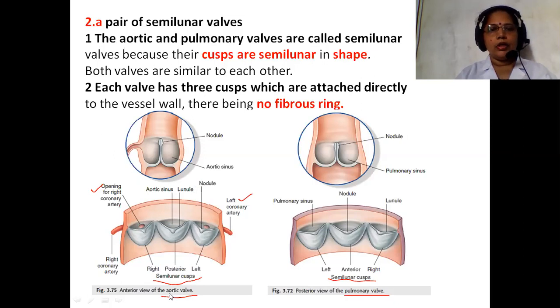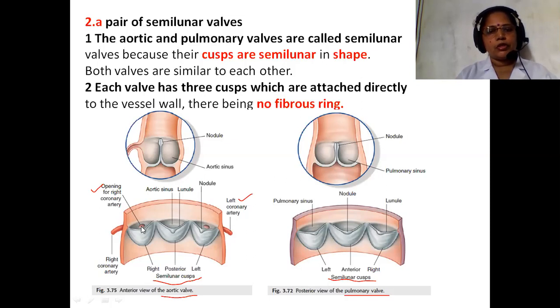So in that aortic wall, what is the structure here? Each valve has three cusps. In this aortic wall, it has three cusps: right, posterior, and left cusp. In the posterior wall also there are three cusps: right, left, and anterior cusp. Each valve has three cusps which are attached directly to the vessel wall. You can see this cusp structure is directly attached to the vessels.